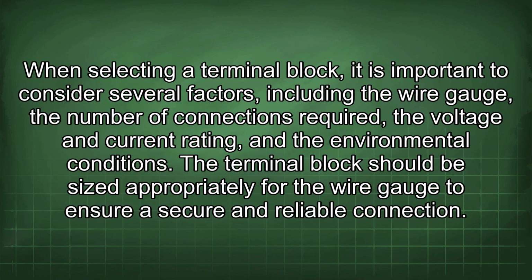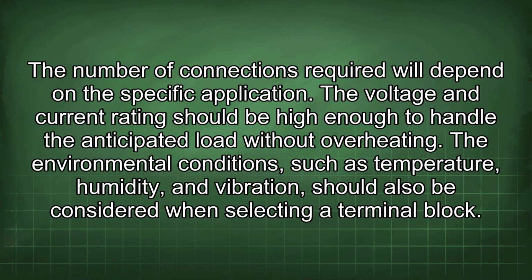When selecting a terminal block, it is important to consider several factors, including the wire gauge, the number of connections required, the voltage and current rating, and the environmental conditions. The terminal block should be sized appropriately for the wire gauge to ensure secure and reliable connection. The number of connections required will depend on the specific application. The voltage and current rating should be high enough to handle the anticipated load without overheating. The environmental conditions, such as temperature, humidity, and vibration, should also be considered when selecting a terminal block.